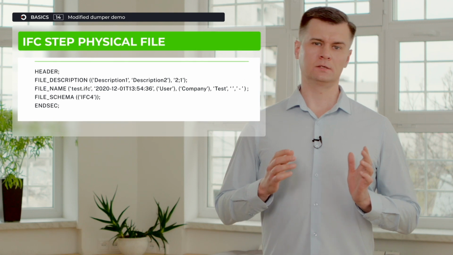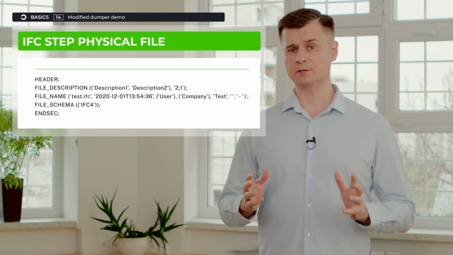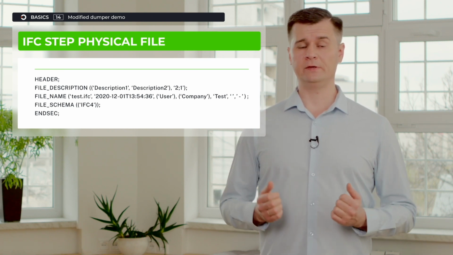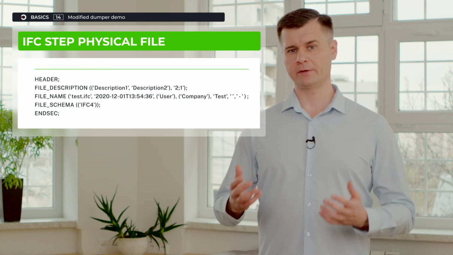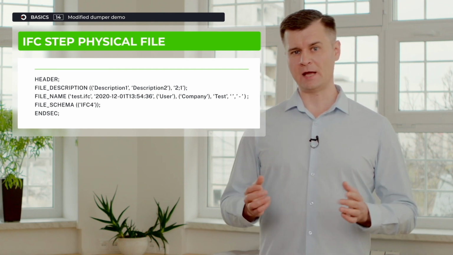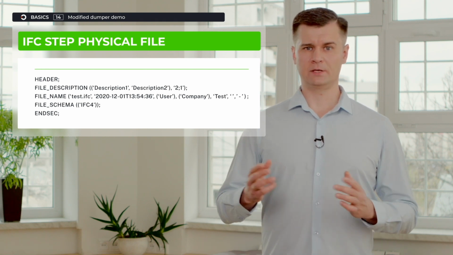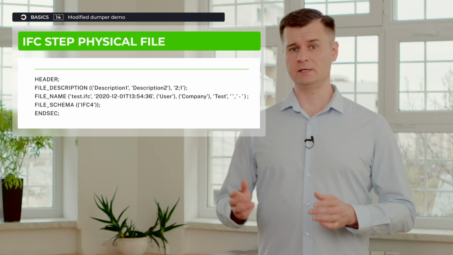Before we modify and launch our demo application, let us open the test IFC file in the text editor to see what the proper values of the required attributes are. And we see that file schema is IFC4, description is just description1, company is company, author is user, and file name is test.ifc. Now, let us move to the code modification.